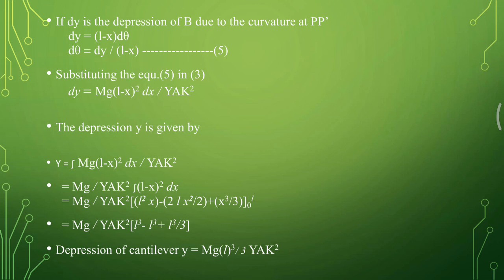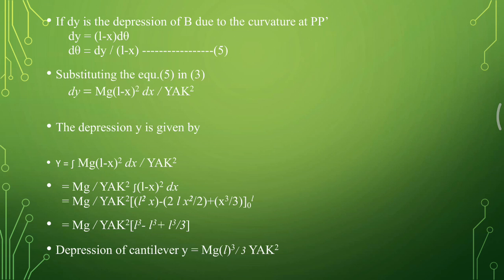This we have to expand along the lines of a minus b whole square, like a square minus 2ab plus b square. The first term is L square, minus 2 into L into x, plus x square. Now on integrating, we get the first term L square, and the integration of dx is x. So the first term is L square into x, minus 2L into the integration of x dx, which is x square by 2, plus the third term, integration of x square, which is x cube by 3. The limits are 0 to L.